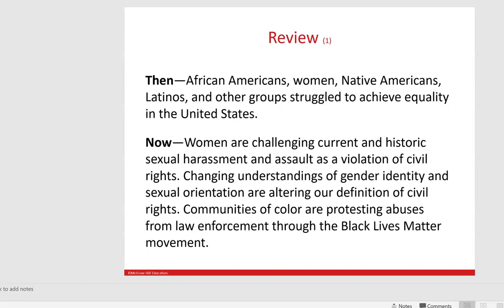Then, African Americans, women, Native Americans, Latinos, and other groups struggled to achieve equality in the United States. And now, women are challenging current and historic sexual harassment and assault as a violation of civil rights, and changing understandings of gender identity and sexual orientation are altering our definition of civil rights. Communities of color are protesting abuses from law enforcement through the Black Lives Matter movement.